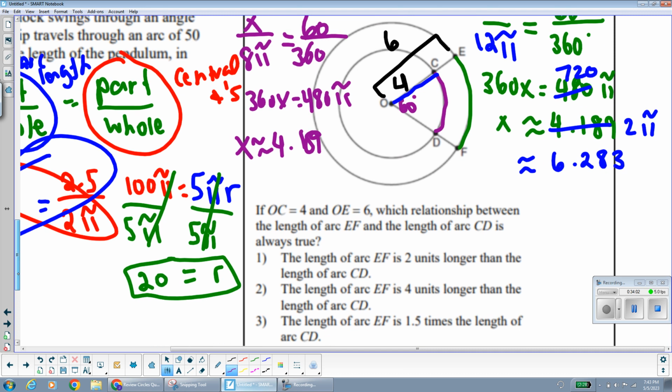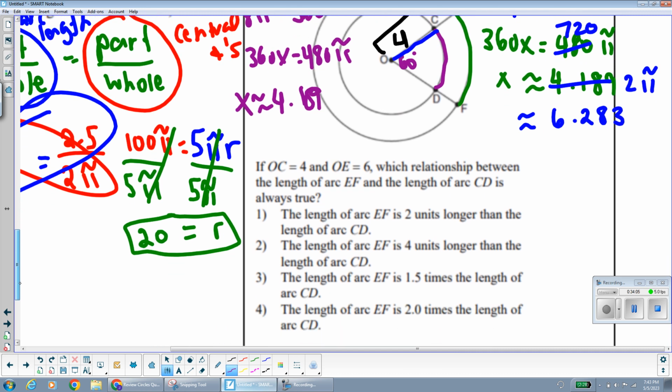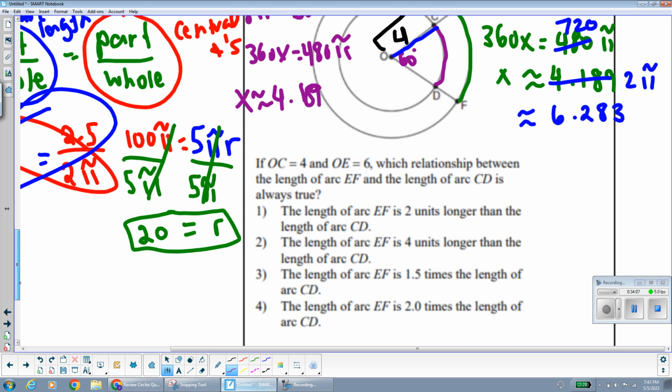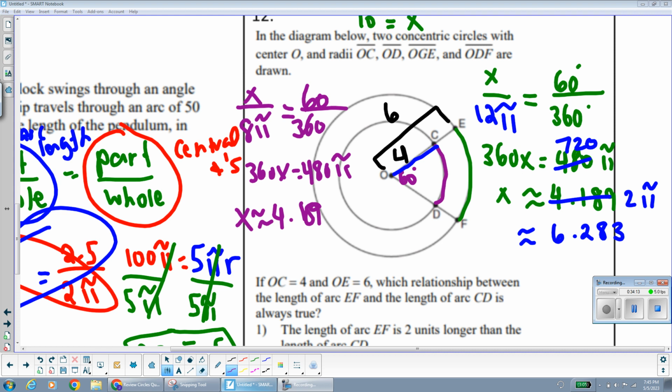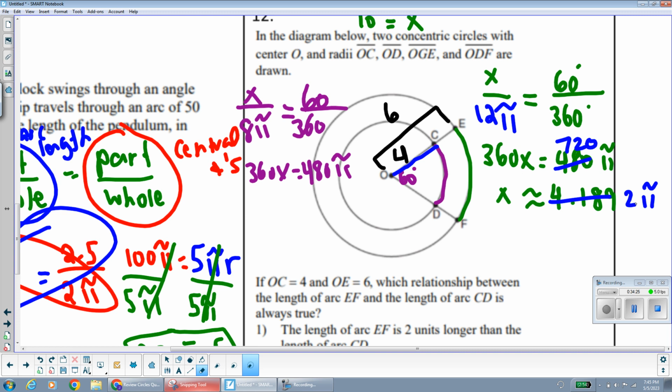So it appears, I'm actually going to go back to the exact values to make it easier to see, because right now it's not super easy to see. So our exact value here was 2 pi, and our exact value here is 480 over 360 pi. It doesn't work out evenly.